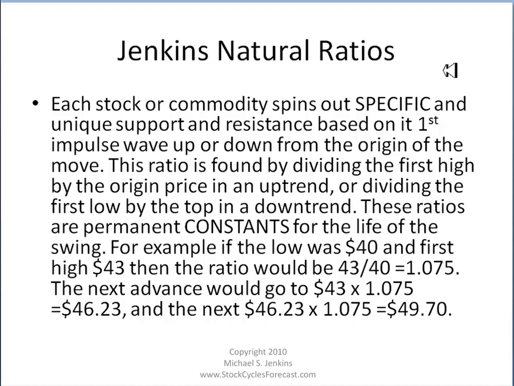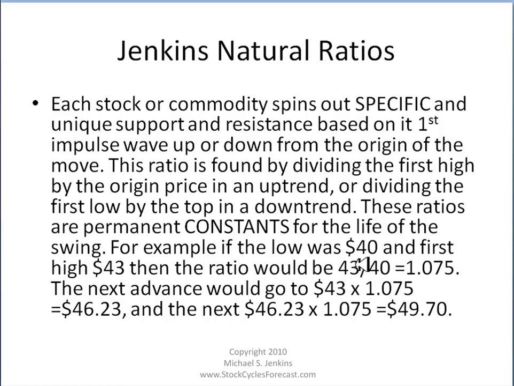And this ratio was found by just dividing the first high by the origin price if you're in an uptrend, or if you're in a downtrend, you divide the first low by the top. And these ratios you get are permanent constants for the life of the swing, and that could be for years and years and years. So for example, if the low was 40 and the first high was 43, then the ratio would be 43 divided by 40, or 1.075, and this would be a constant forever. You would save this number.